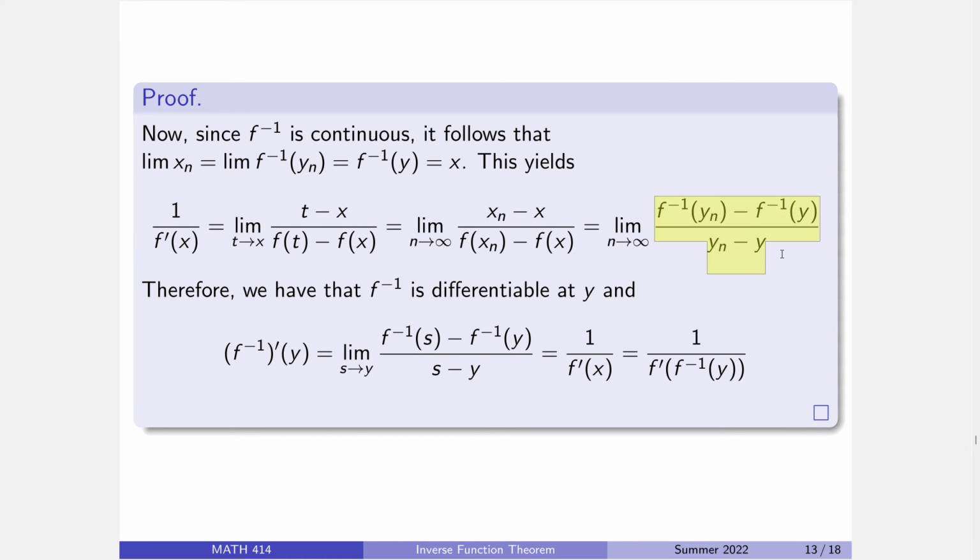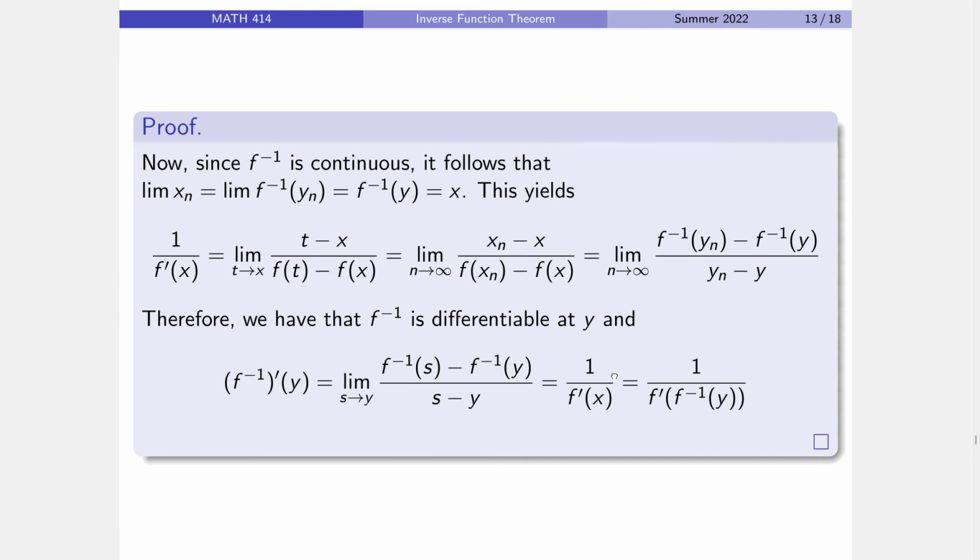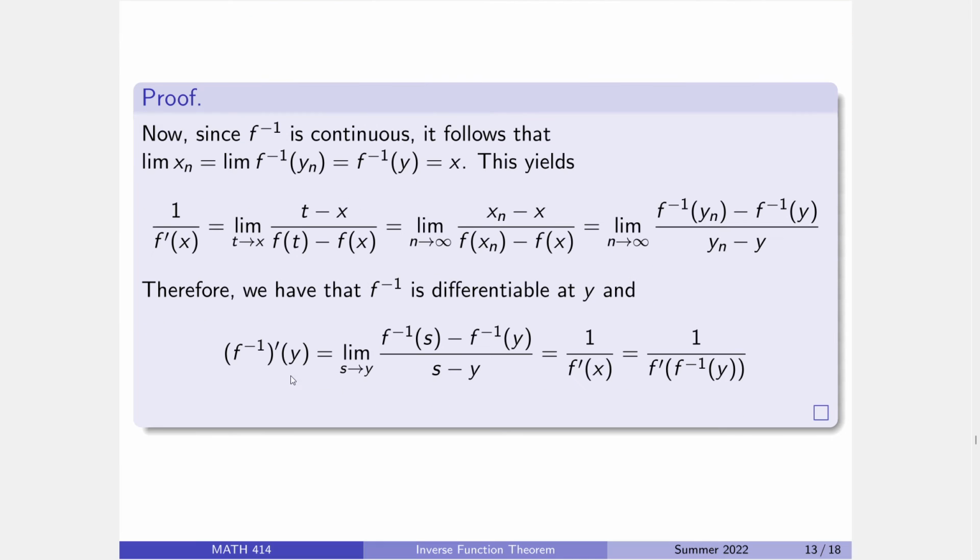Y sub n, that sequence converging to y, was arbitrarily chosen. Every one of those sequences converges to the same thing, so the limit has to exist. And specifically, the limit of this equaling that guarantees that f inverse is differentiable, and the formula for its derivative is precisely what we wanted it to be. And there we go. Beautiful. So a bit of work went into actually getting to a very quick and easy proof, honestly.